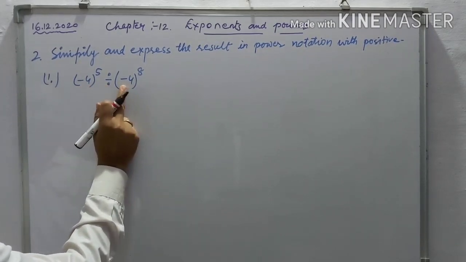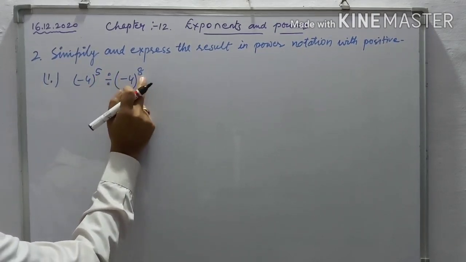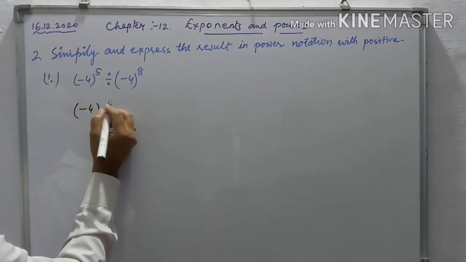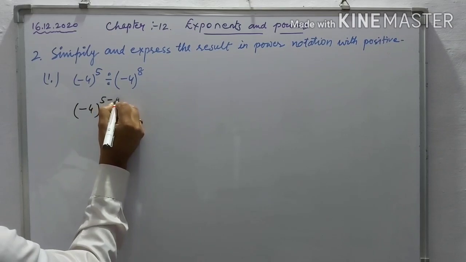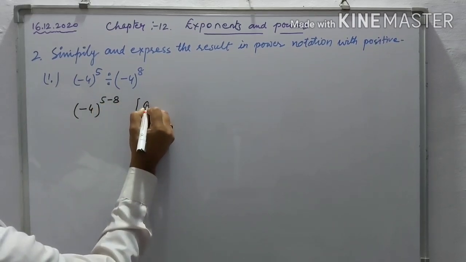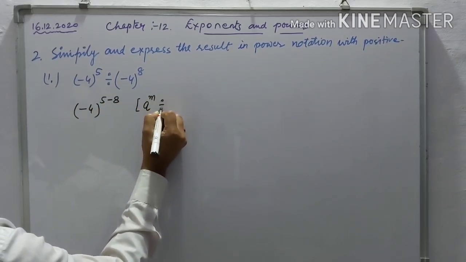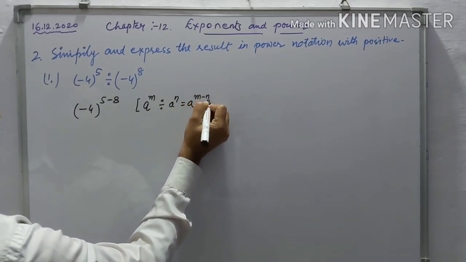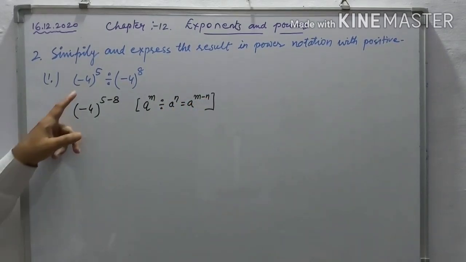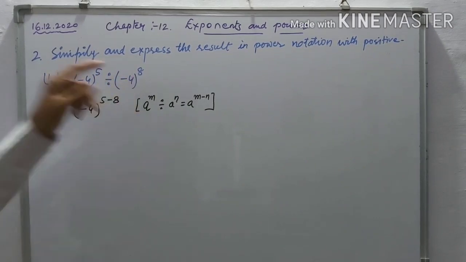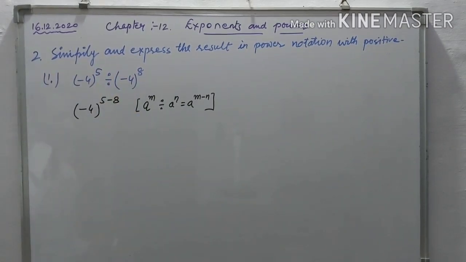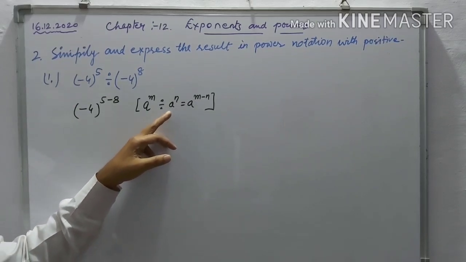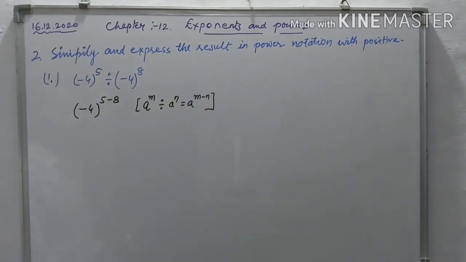Here the bases, minus 4 and minus 4, are the same and the powers are different. Here we will use minus 4 power 5 minus 8. Which formula is used? a^m divided by a^n is equal to a^(m−n). Here the base a is the same, the powers are different, and there is a division sign, so you use a^m divided by a^n is equal to a^(m−n).